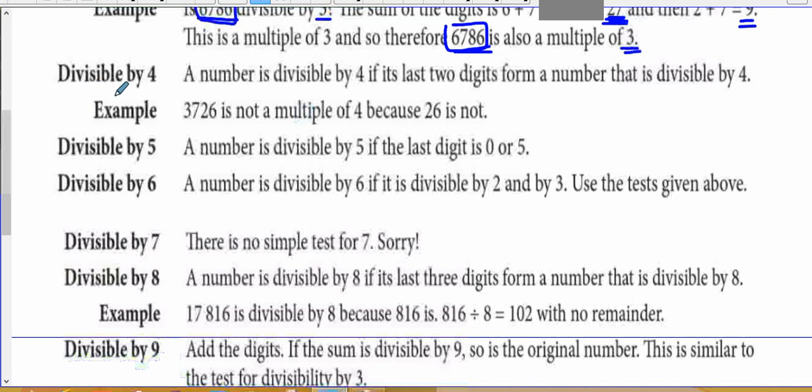how do we find out whether the number is divisible by 4? Now we say a number is divisible by 4 if its last two digits form a number that is divisible by 4. For example, consider this number here. Take this number as an example. The number is 3,726. Now, what are the last two digits? The last two digits are 2 and 6.